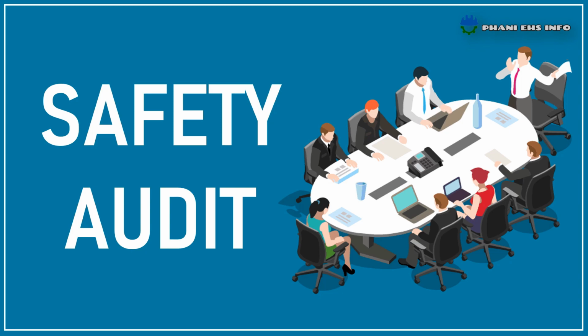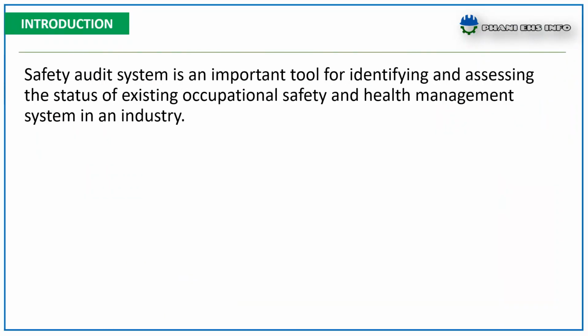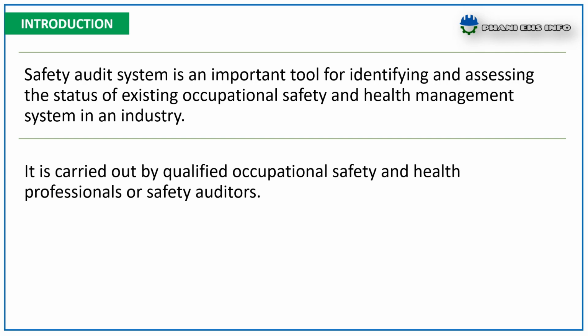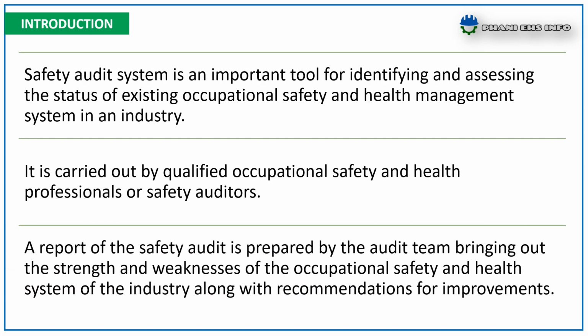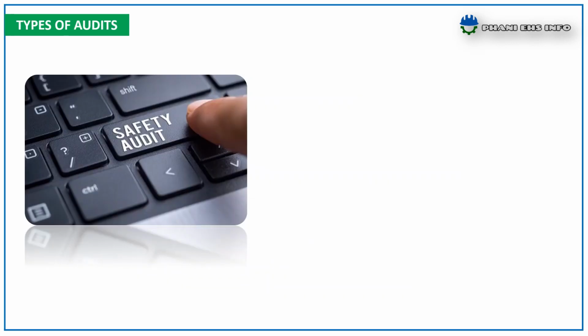Today I am going to talk about safety audit system. Safety audit system is an important tool for identifying and assessing the status of existing occupational safety and health management system in an industry. It is carried out by qualified occupational safety and health professionals or safety auditors. A report of safety audit is prepared by the audit team, bringing out the strengths and weaknesses of the occupational health and safety systems of the industry, along with the recommendations for improvements.